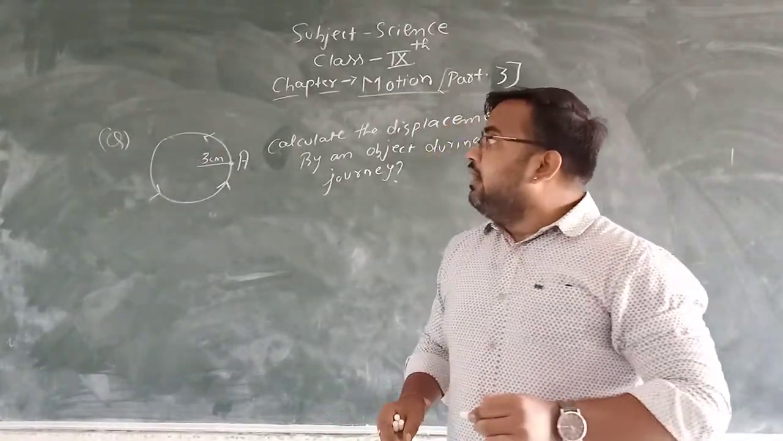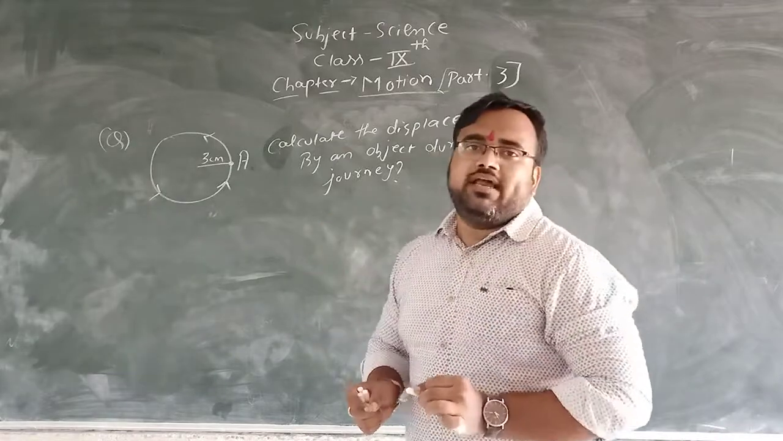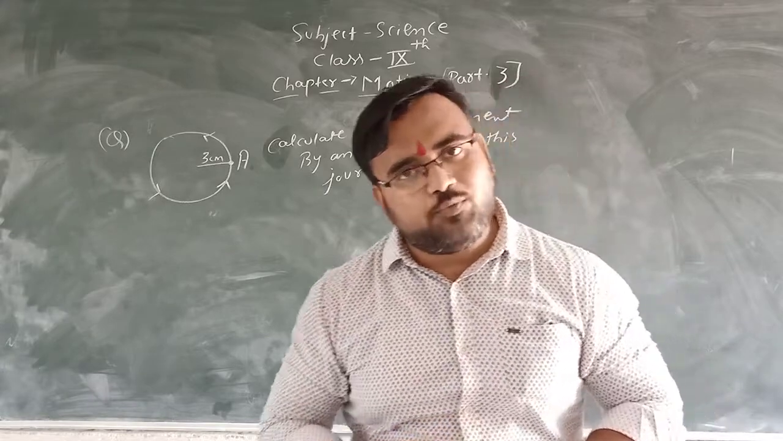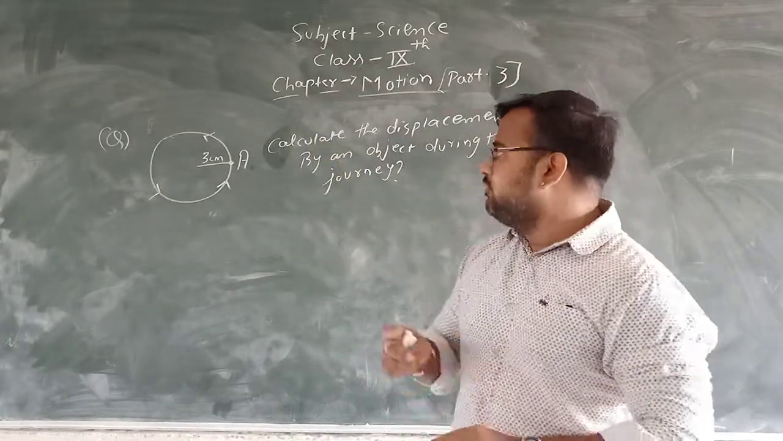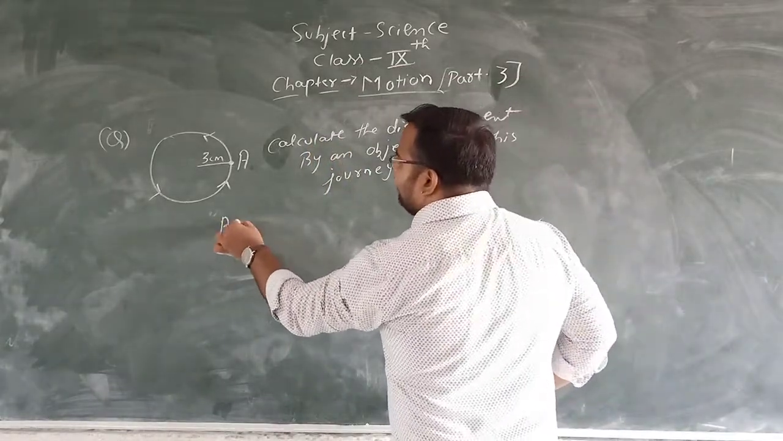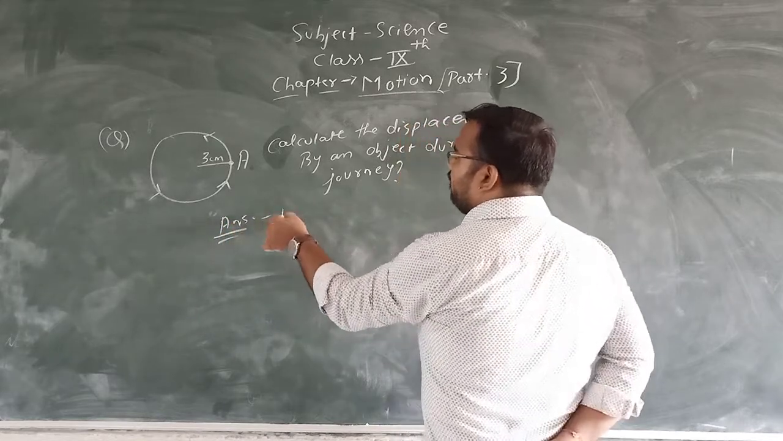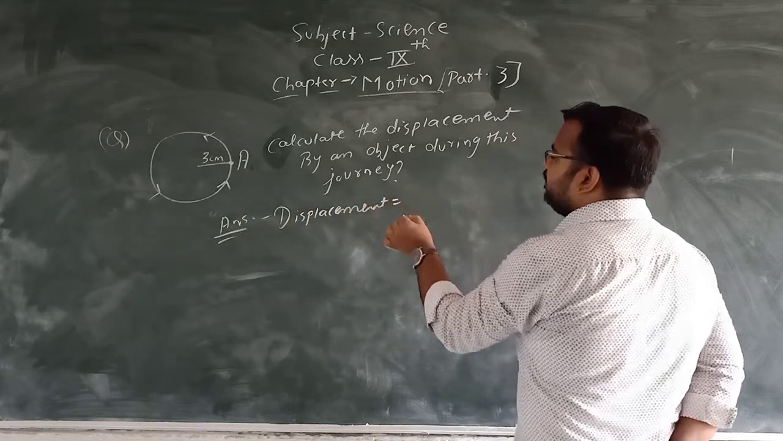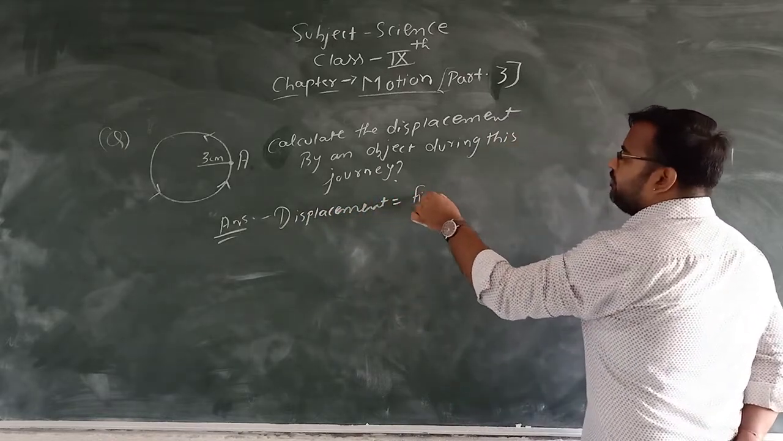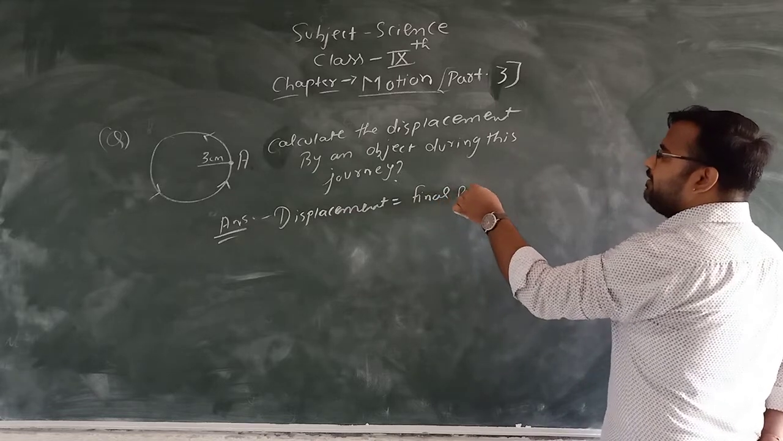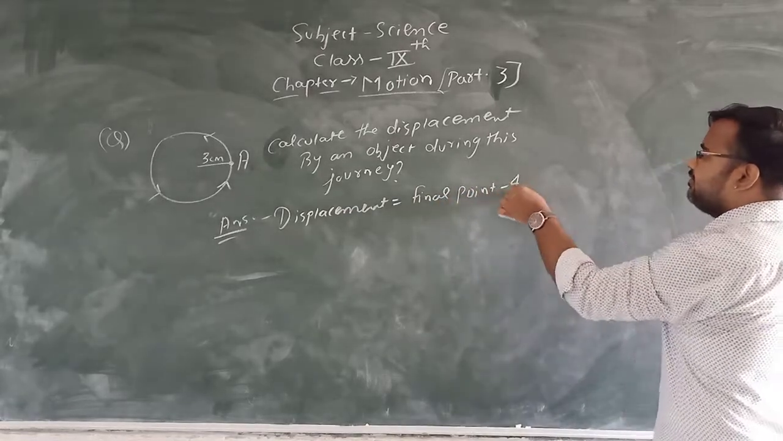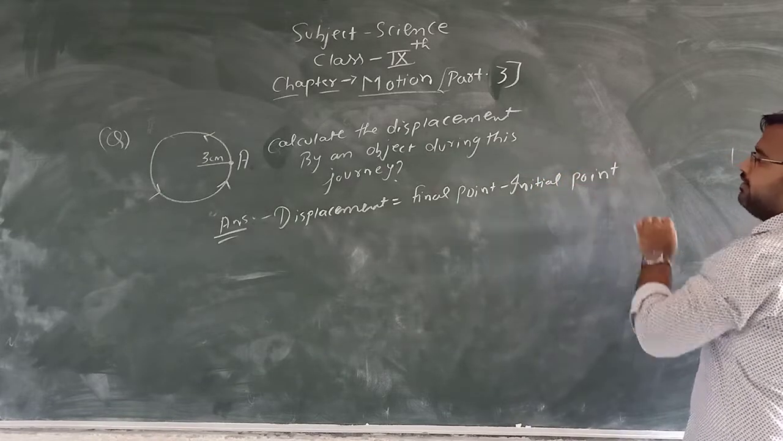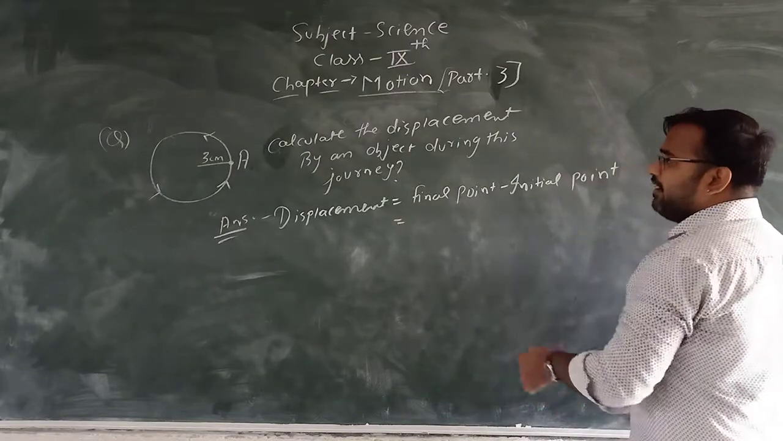Now as we know, displacement is the distance between the initial point and final point. So to calculate the displacement, first we will write the formula of displacement. Displacement is equal to the distance between final point minus initial point. So what is the final point?